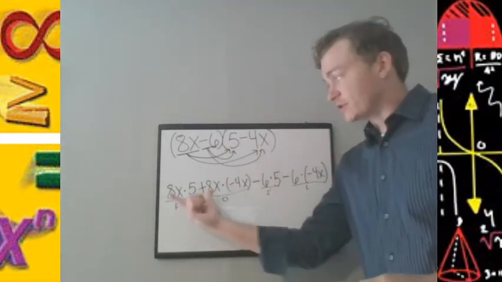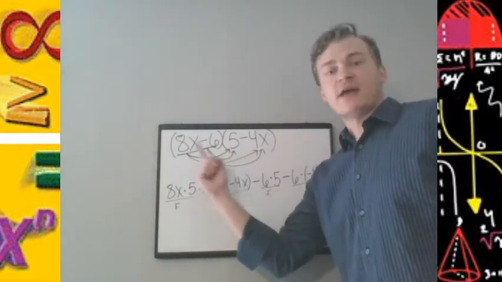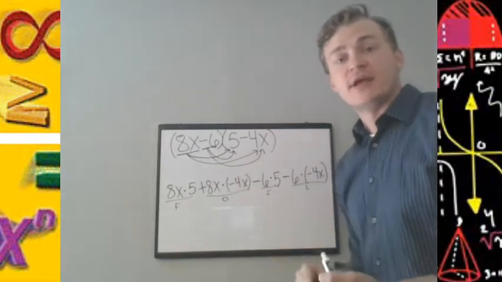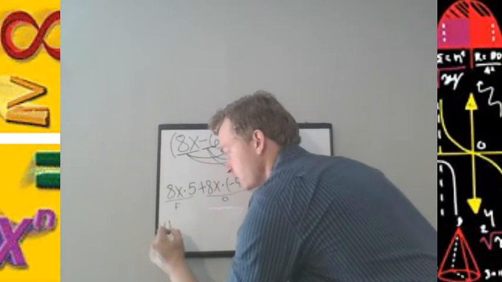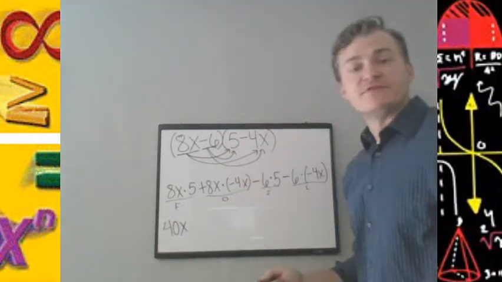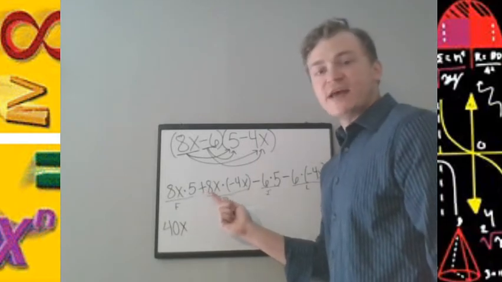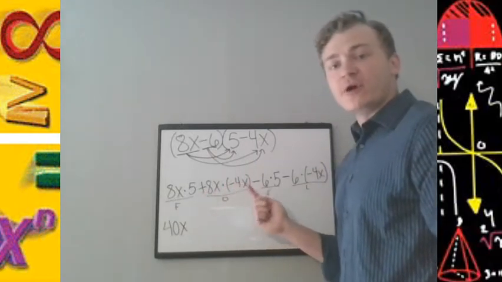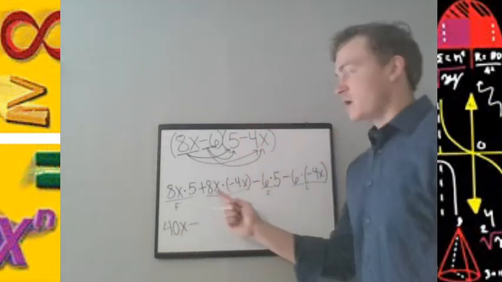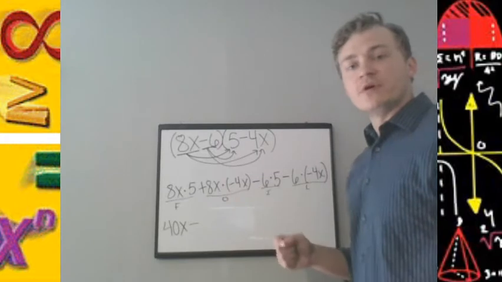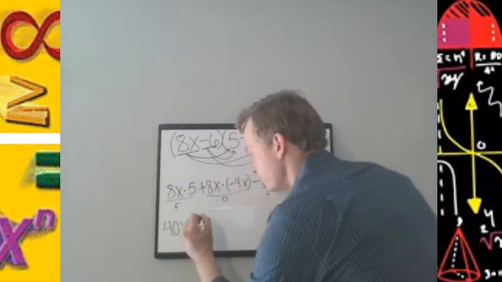So our job here is to simplify. Well, 8x times 5. 8 times 5 is 40, multiply our factor of x. This gives us 40x. A positive 8x multiplied by a negative 4x. Well, a positive times a negative is negative. 8 times 4: 8, 16, 24, 32.